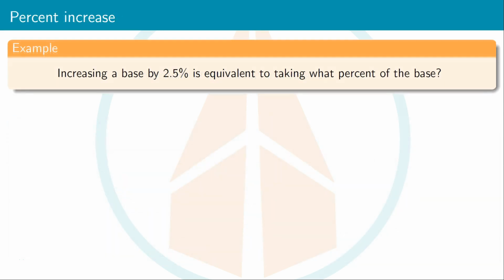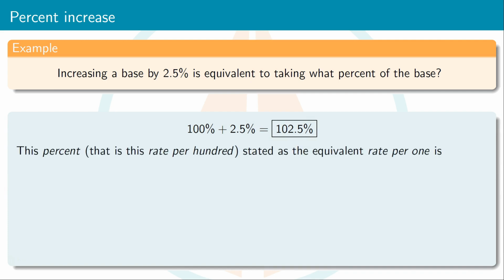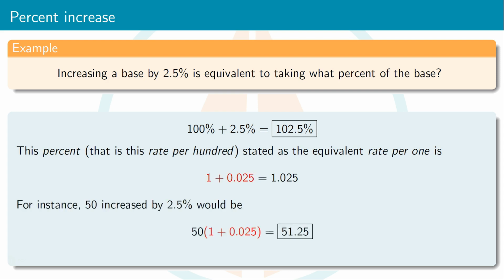Let's try now to answer this question. Increasing a base by 2.5% is equivalent to taking what percent of the base? The base is 100%. We increase it by 2.5%, so we'll find 102.5% of the base. Well, this percent, which means this rate per 100, stated as the equivalent rate per 1, would be 1.025. For example, 50 increased by 2.5% would be 51.25.